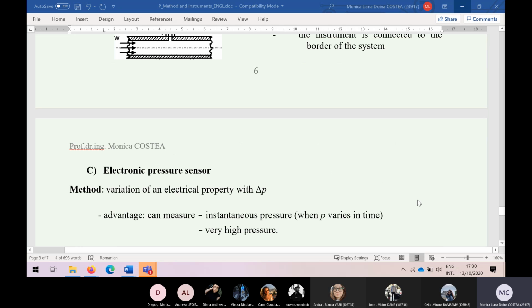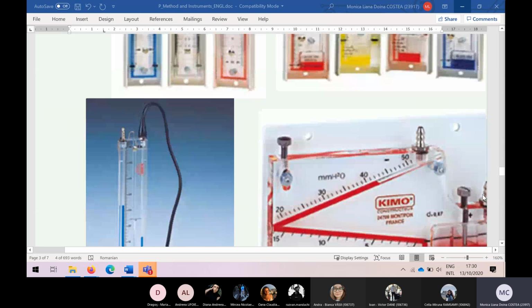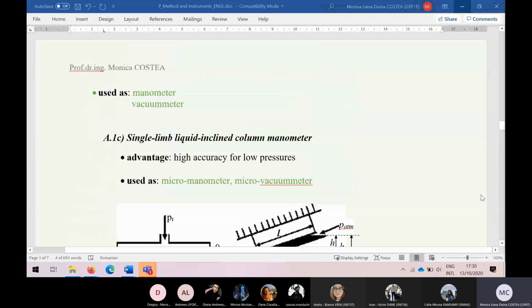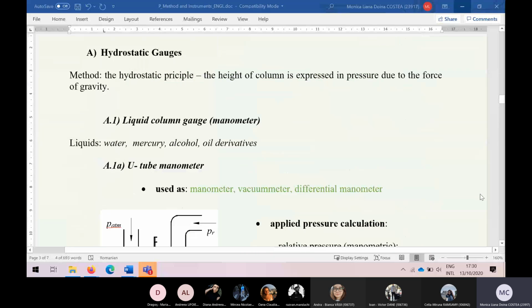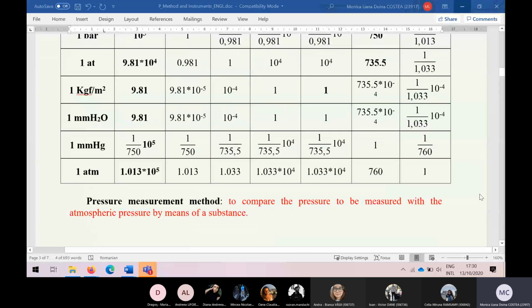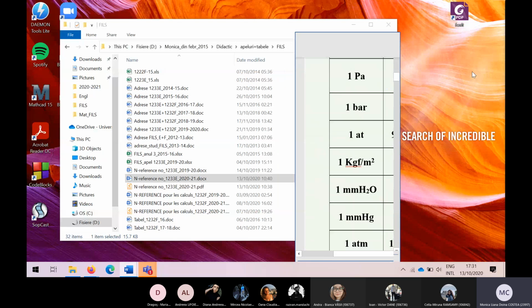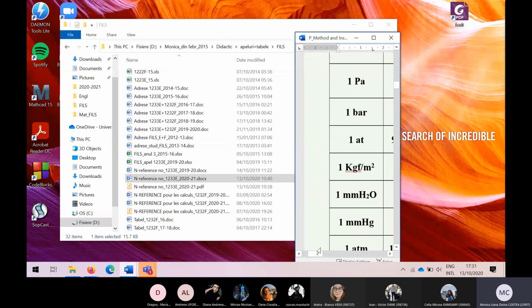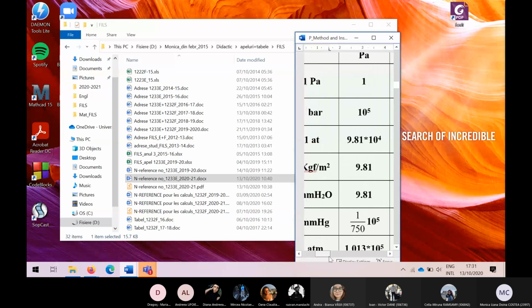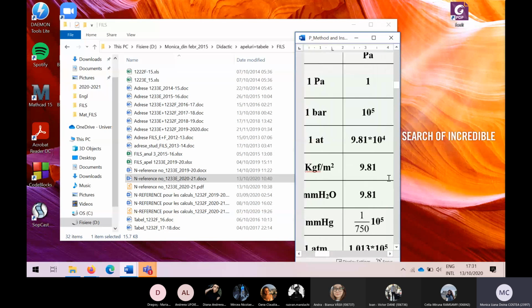We do not enter too much into details, but what you need for further applications is here. So if you have questions, first of all, on what was done, do you?